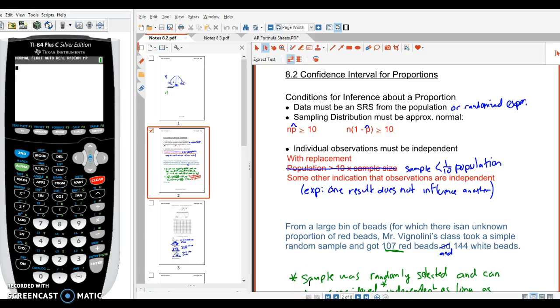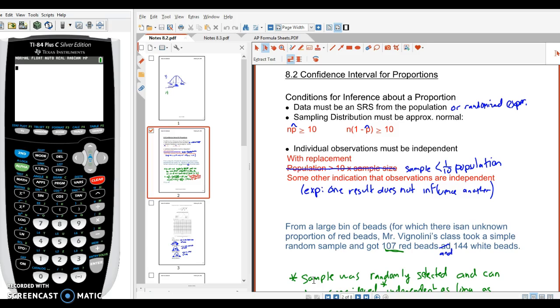In 8.1, we talked about very general terms, confidence intervals for proportions and means. Starting at 8.2 and then following at 8.3, we're going to look more specifically at the four-step process, the state, plan, do, conclude, that we will be using with very specific types of confidence intervals.